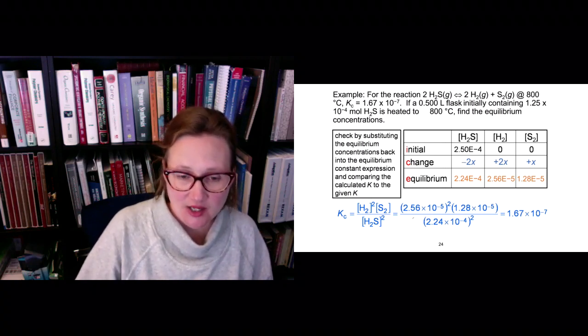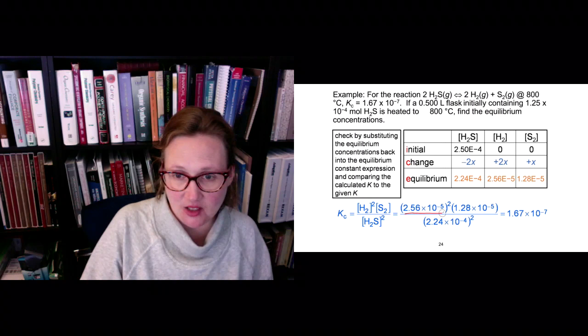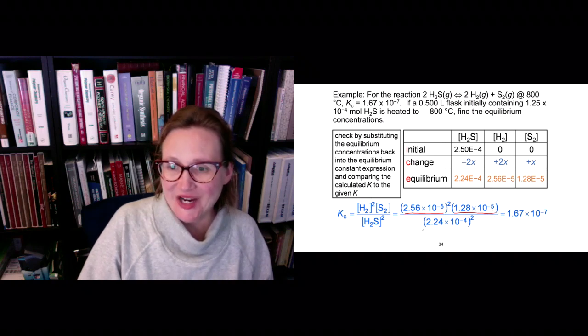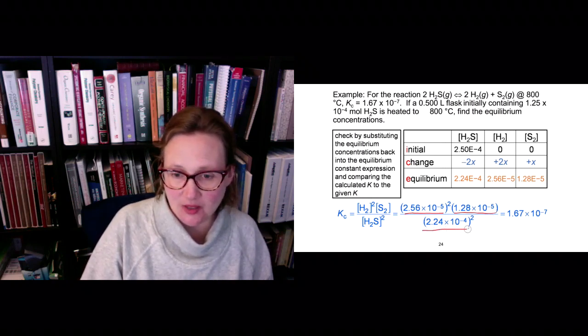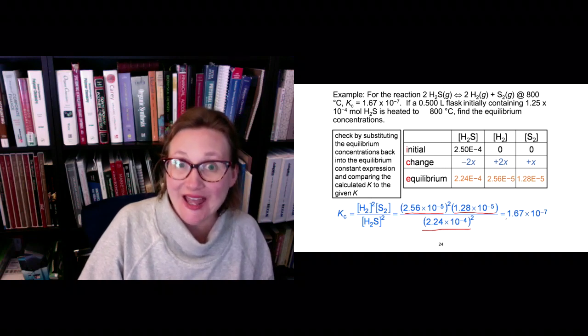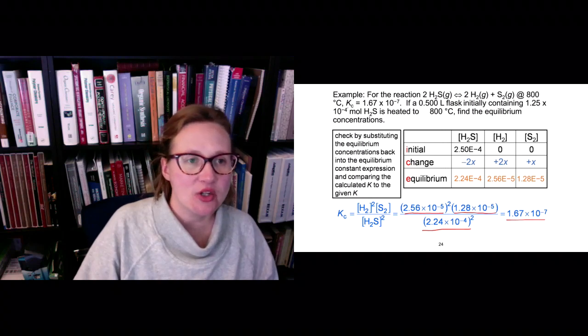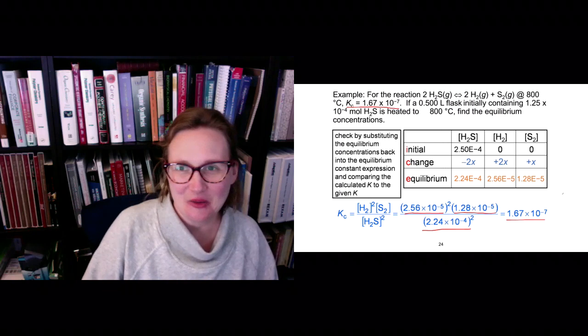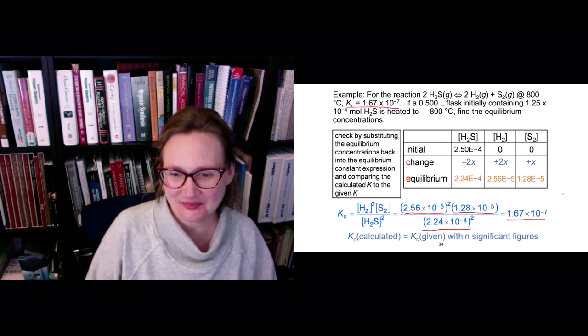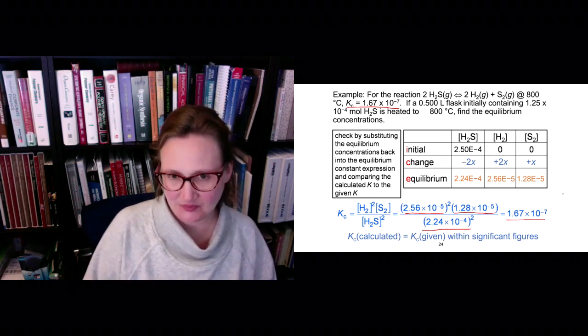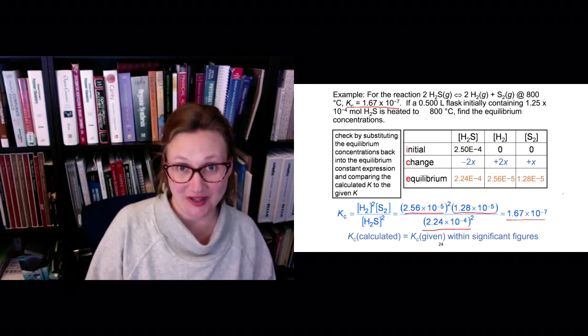We take our concentrations, so 2.56 times 10 to the minus 5 and square it, times 1.28 times 10 to the minus 5, divided by 2.24 times 10 to the minus 4, squared. We get 1.67 times 10 to the minus 7, which looks awfully like what we're given in the original problem. All right, so we're good. Circumventing the quadratic equation.